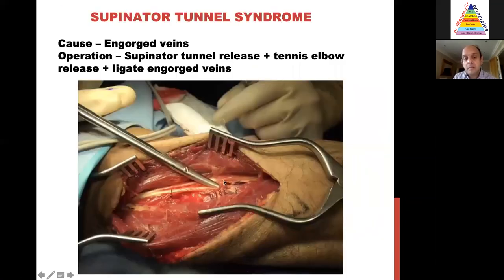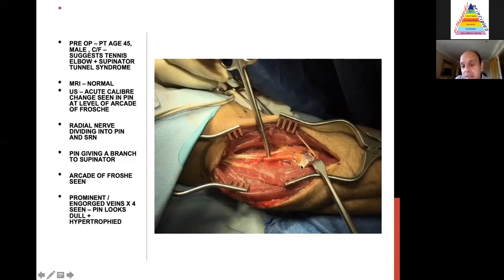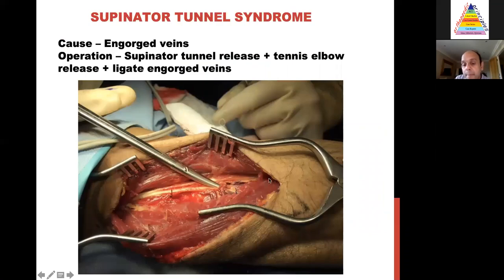And then when I dissected it further, you saw these big four veins. All these four veins were ligated to take the pressure off the PIN. And you can see the PIN dipping into the arcade of Frohse. But if you compare this slide, see that's the arcade, and look at the muscle color, that arcade is gone. So this is where the arcade was. And the whole length of supinator was basically decompressed. It took him a good 9 months still to fully, completely recover.